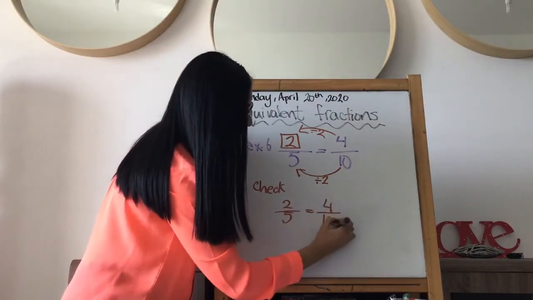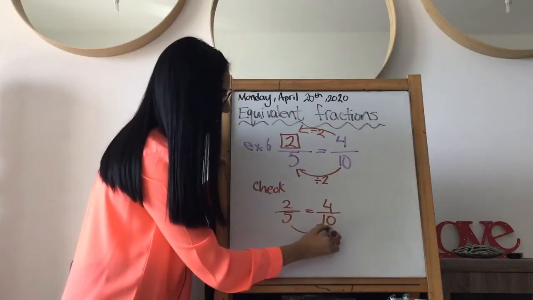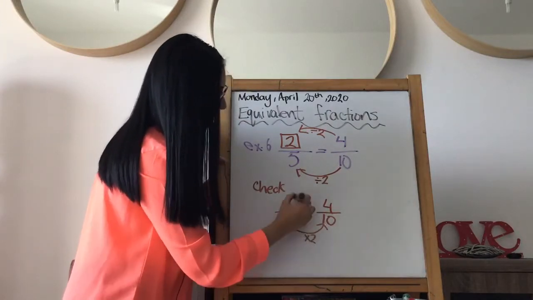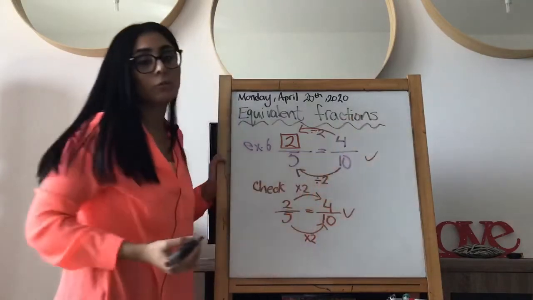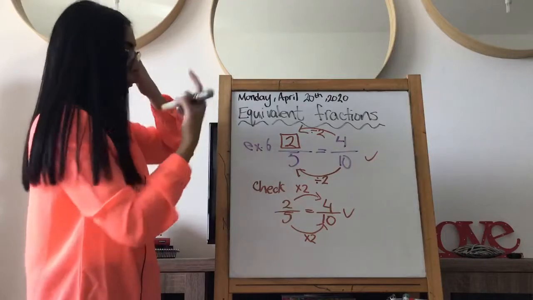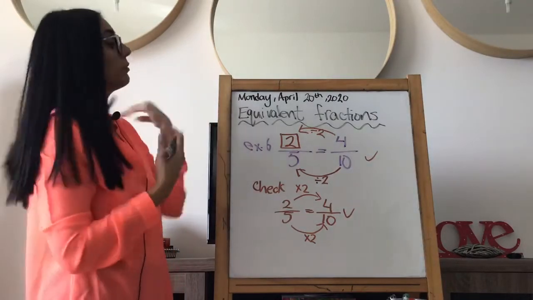Let's see. Let's check. 5 times what is 10? Times 2. 2 times what is 4? Times 2. So that is correct. So you can check your multiplication with your division, right? Your division with your multiplication, in case you prefer one way or another.